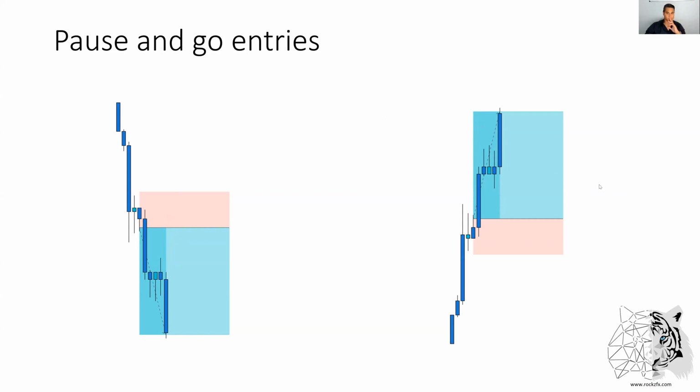Okay, cool. Rox, and when you're working with Boost and Go, there's no level that you are working on? At this moment in time, there is no key level. There's just too much momentum. Okay. For this pattern, pause and go.